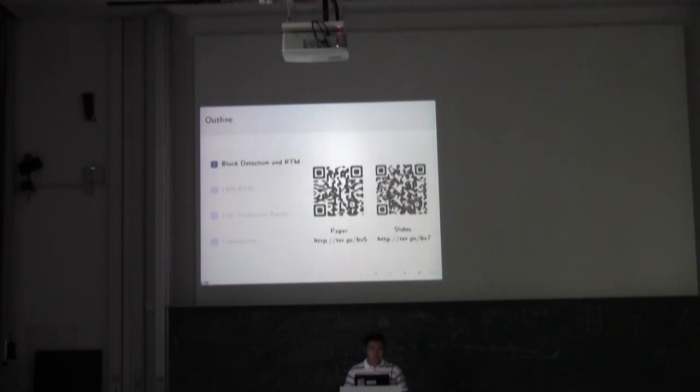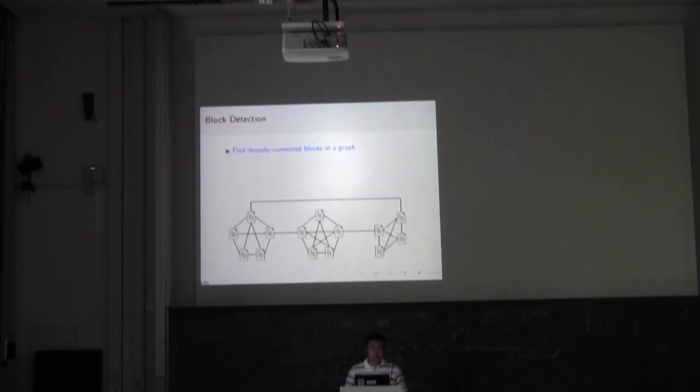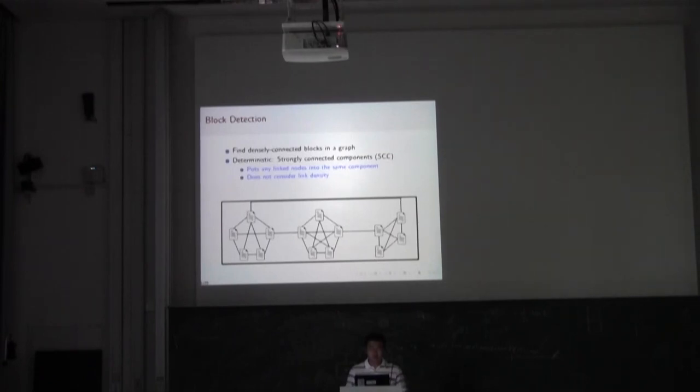Well, before getting down to our model, I'm going to have a brief review of the previous methods that deal with links. So the first algorithm is about block detection, which is to find densely connected blocks in a graph. So one of the block detection methods is strongly connected components, or CC, which is a deterministic method. It simply puts all the linked nodes into the same block. For example, here we have a document network, and if we apply CC on this network, it will simply put all the nodes, all the documents into the same block without considering the link density.